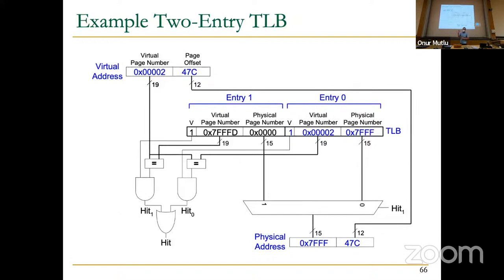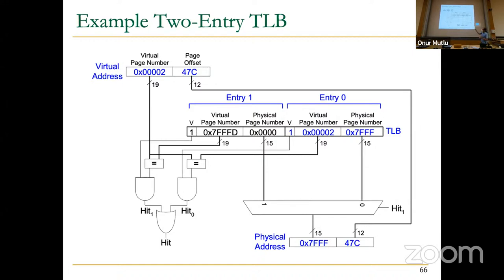This is an example of a two-entry TLB from your book. There's nothing really special about it. It's just two entries, kind of boring, right? It's a two-entry cache of translations. And you can see the translations: you have the virtual page number, physical page number, and the valid bit. And basically the tag is your virtual page number in this particular case, because it's fully associative, right? You search all possible positions for the virtual page number you're looking for a translation for.